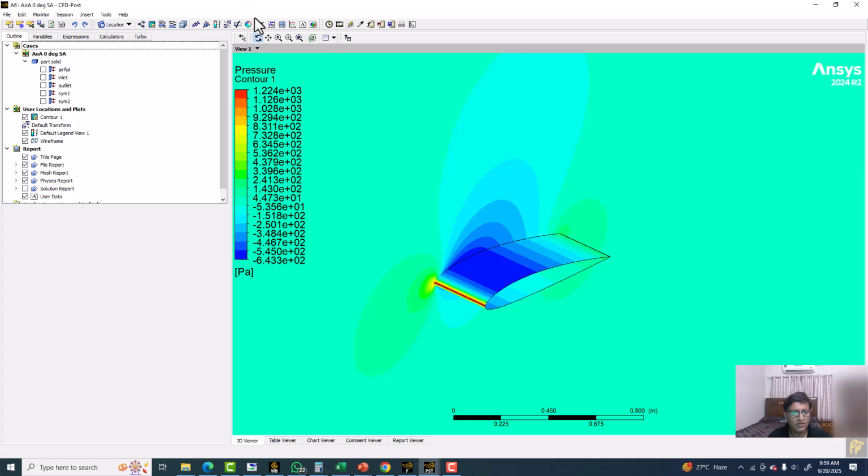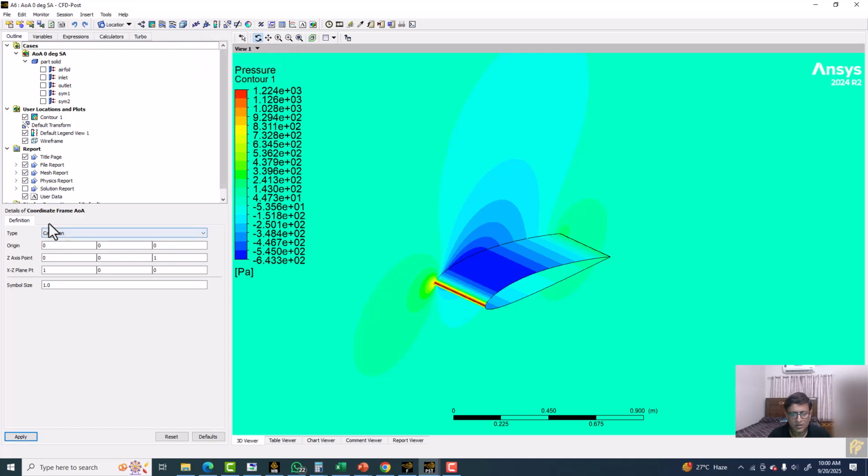Okay, and that you can directly put from here. You can also do it from the insert menu, and from here you can also put the coordinate frame. Same icon, same thing. So one is directly from the screen, one is from the menu. You can put the name also, like coordinate frame 0 angle, or 10 degrees, whatever you want to put. Let's say I'm saying it's for angle of attack.